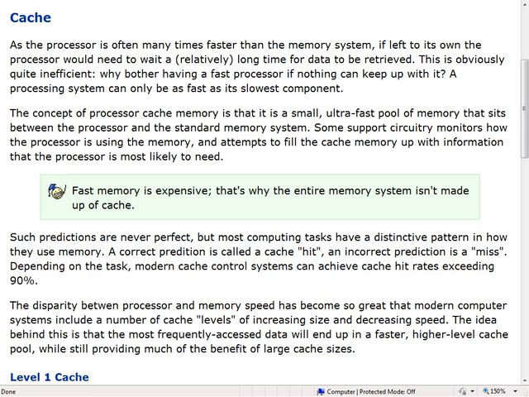Okay? So the idea of cache memory is to speed things up a little bit by having a small pool of fast memory and using some special tricks to make sure that that really fast cache memory has the information the processor needs when it's going to start asking for it.